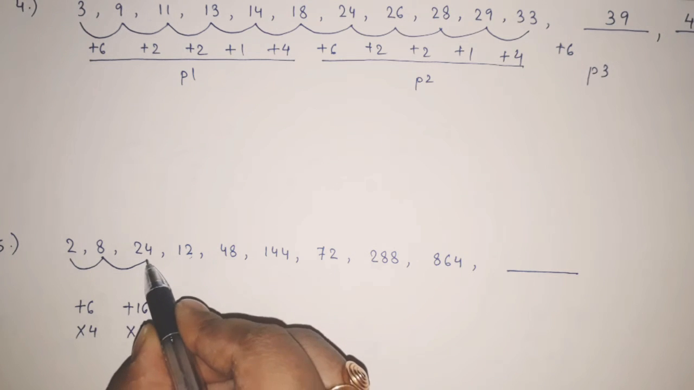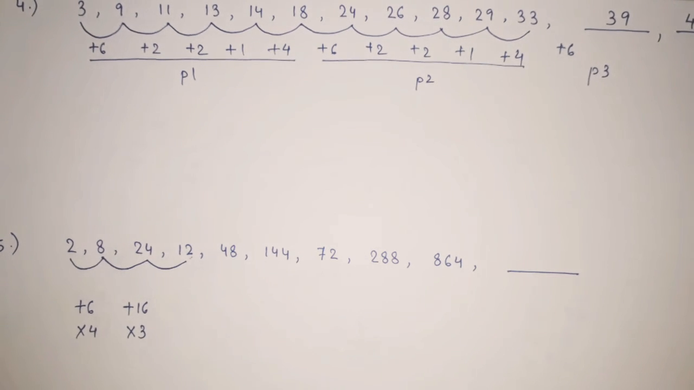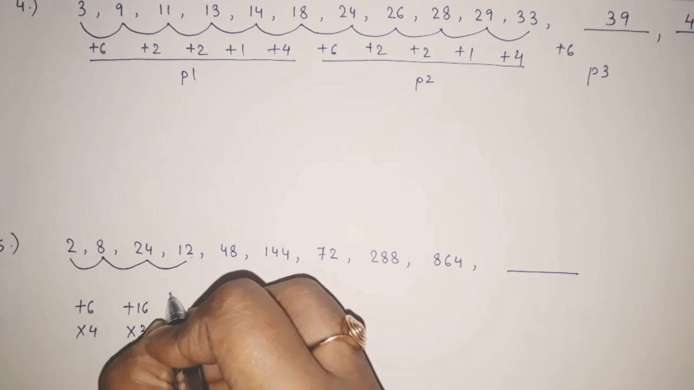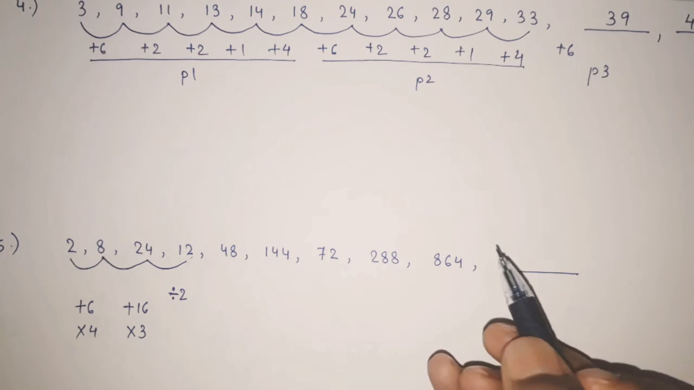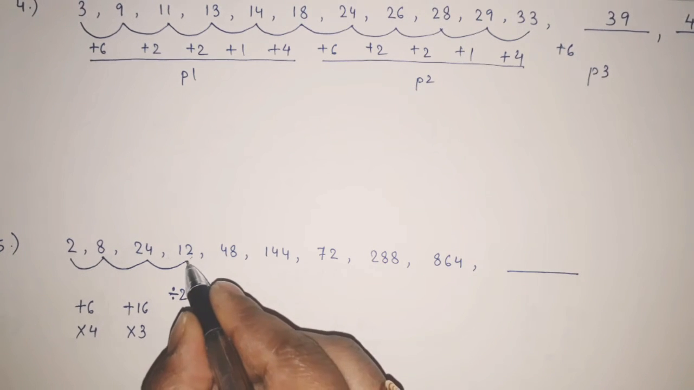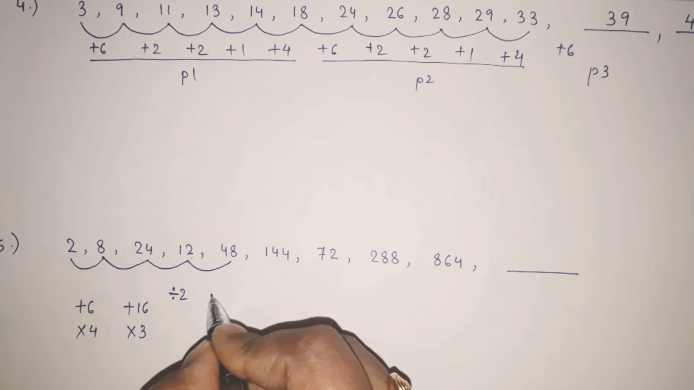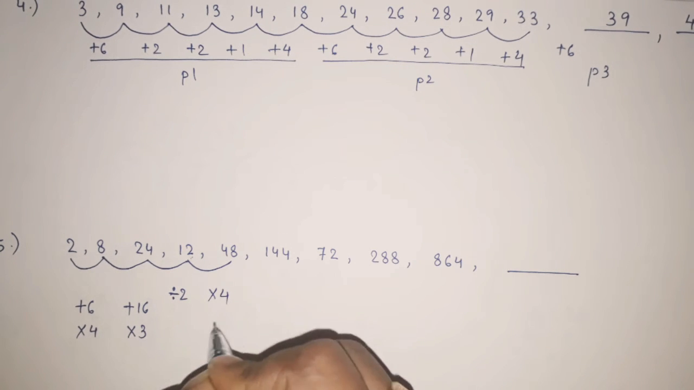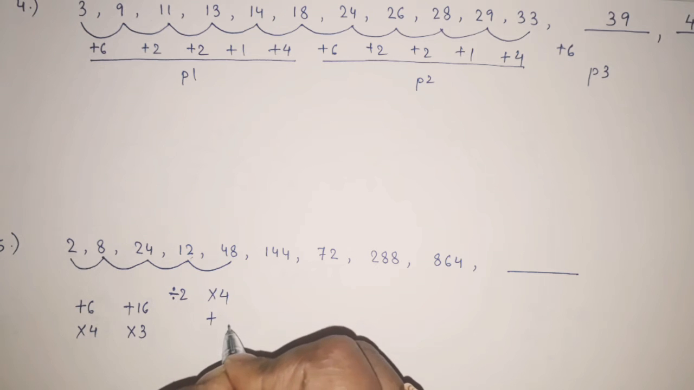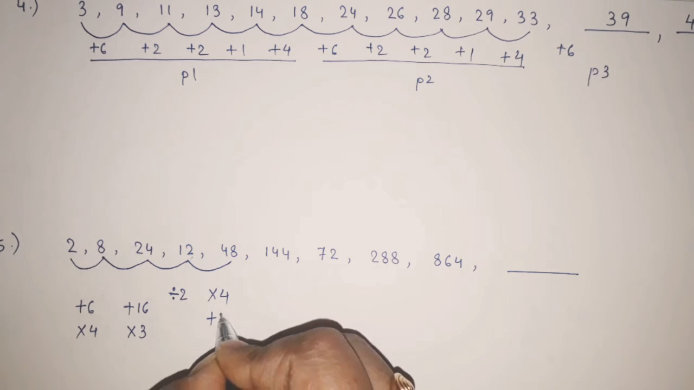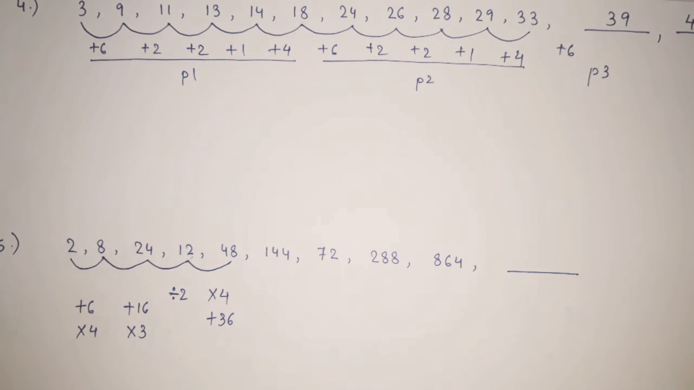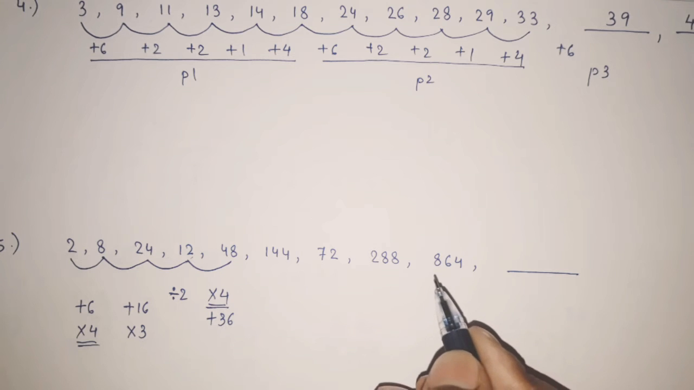Fine. If we see these two, it seems divided by 2. Got it? These two seem divided by 2. Now again, if we see these two, this is multiplied by 4 or plus 36. Okay. But see, here it is multiplied by 4, repeating.